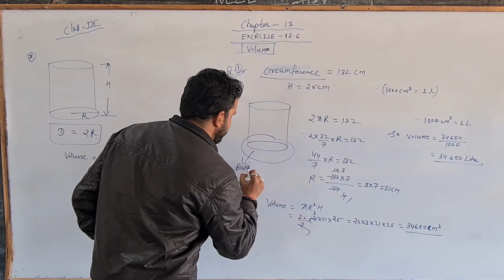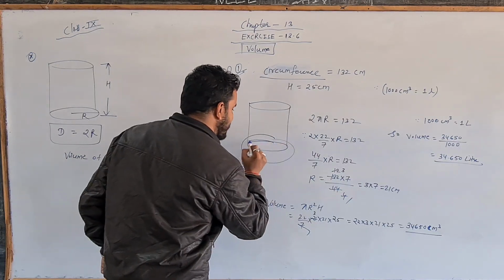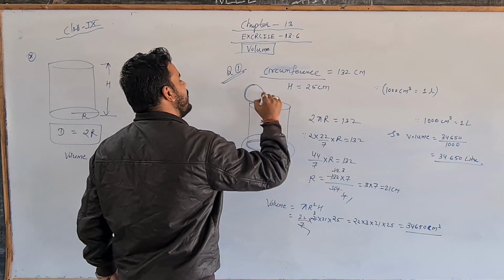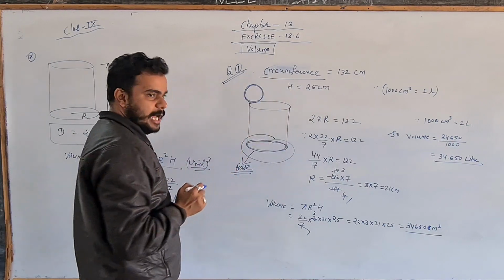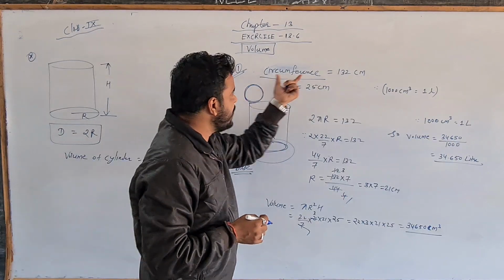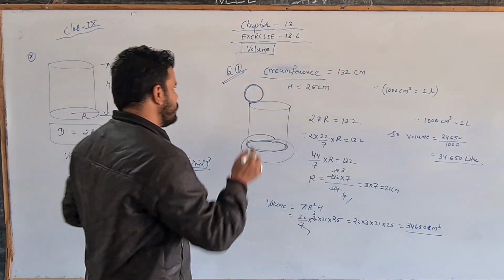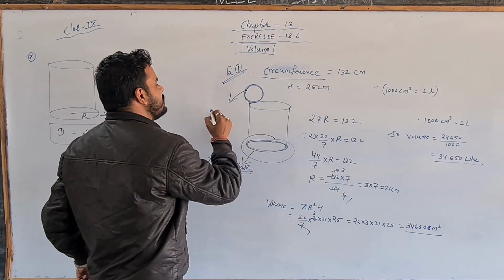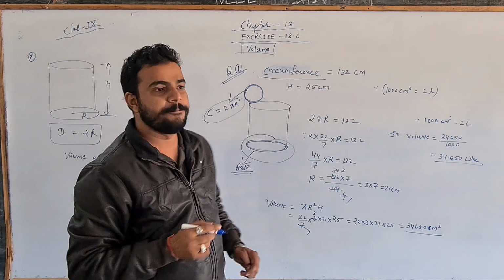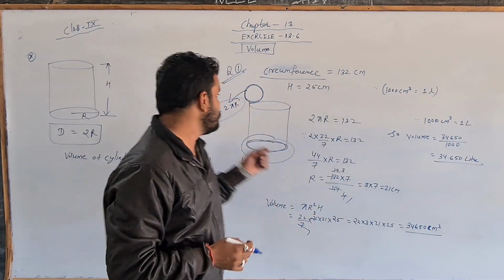And the circumference of this base. The base of a cylinder is always a circle. You must have seen that the base of a cylinder is always a circle. The circumference of the circle is given as 132. As you know, the formula for the circumference of a circle is 2 pi r.